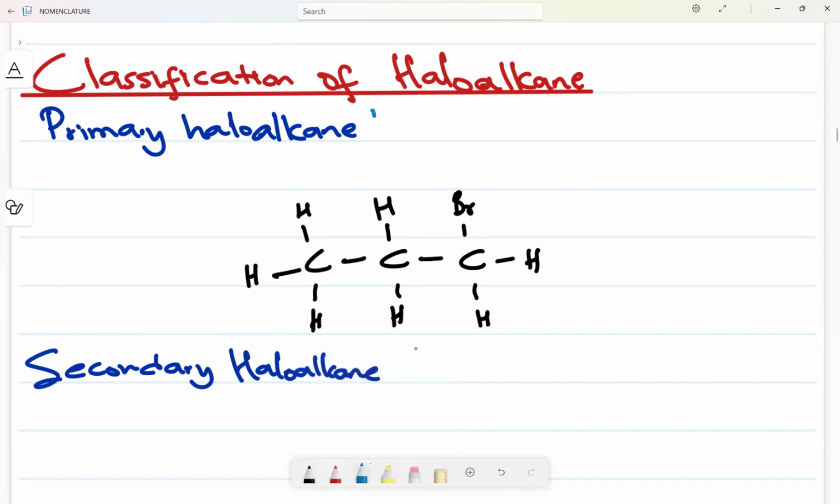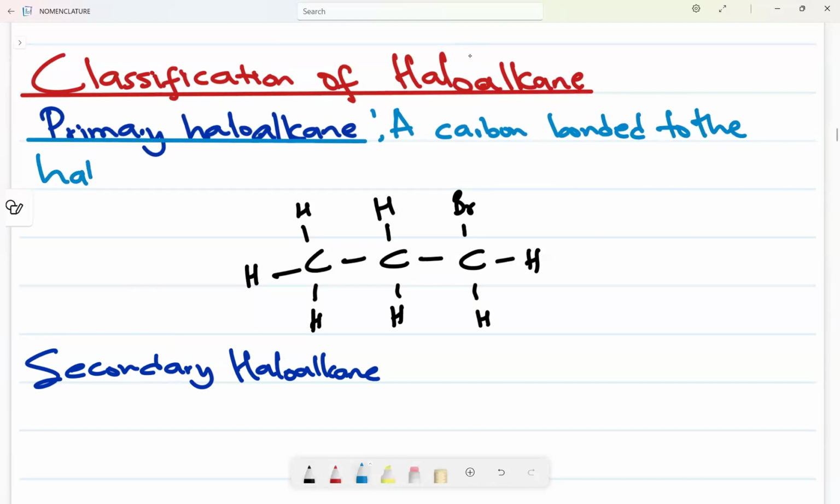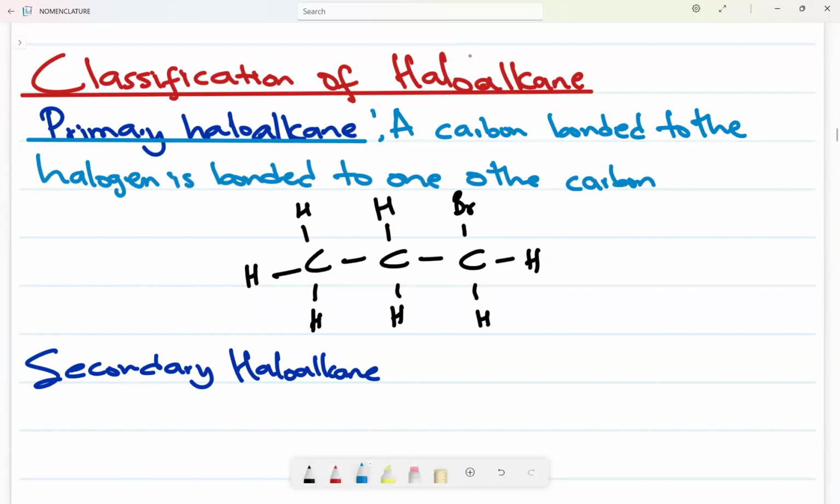What is the definition of a primary haloalkane? A primary haloalkane, it is a what? Let me confirm that. Okay, it is a primary haloalkane. You're going to say a carbon bonded to the halogen is bonded to one other carbon atom.